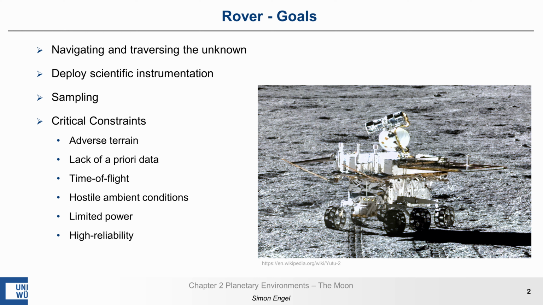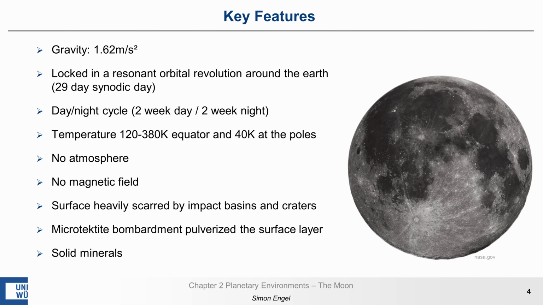On the right side you can see the Chinese Yutu-2 rover, which landed in January 2019 on the Moon, and it's actually the only rover on the Moon that is still active to this date. Which directly leads us to the key features of the Moon.